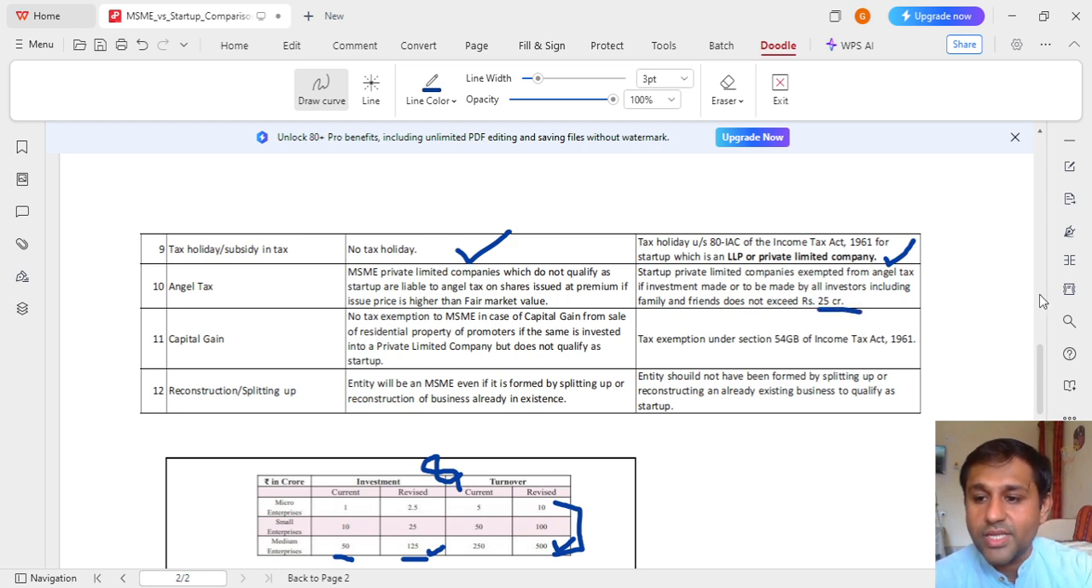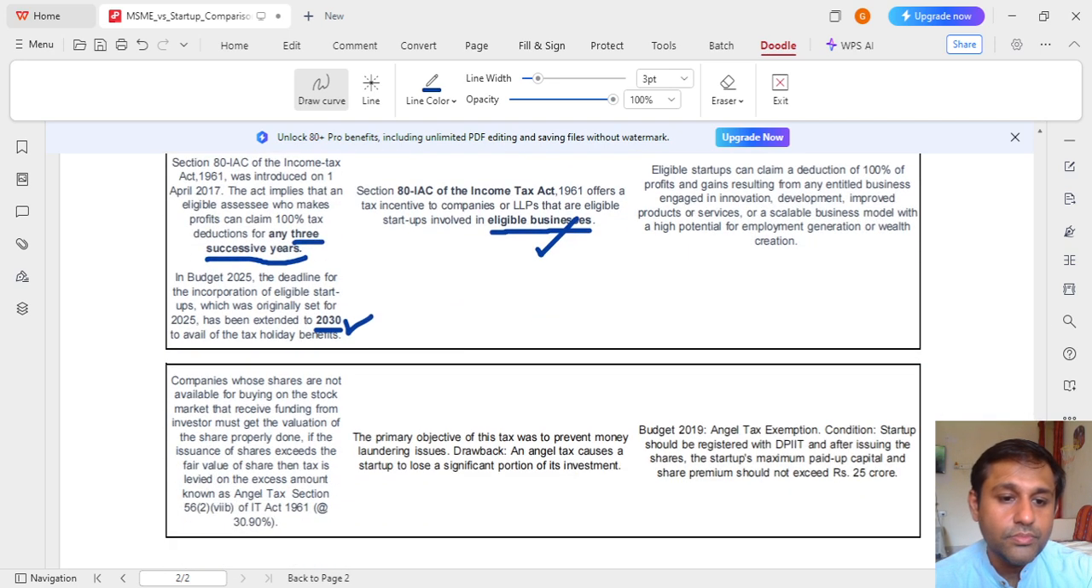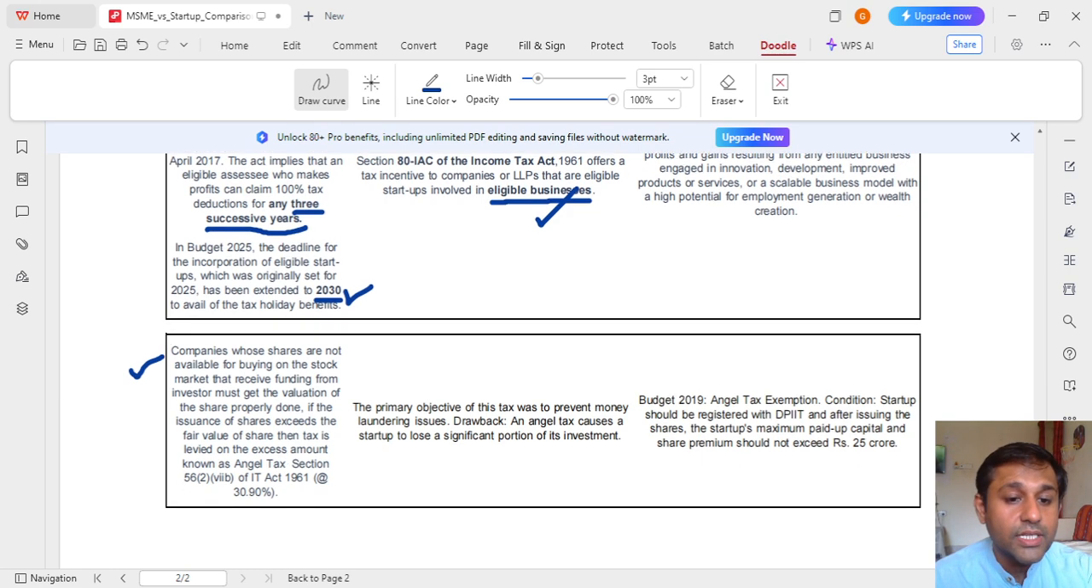So let's discuss what angel tax is first, so the concept will be clearer to us. Companies whose shares are not available for buying on the stock market, that receive funding from investors, must get the valuation of the shares properly done. If the issuance of shares exceeds the fair value of shares, then tax is levied on the excess amount at the rate of 30.90%. Now most of these startups are unlisted only.